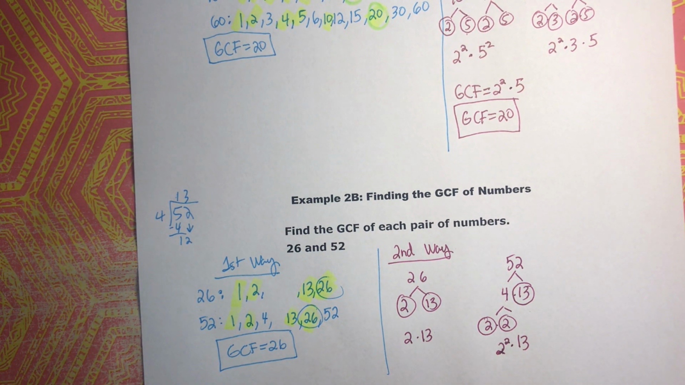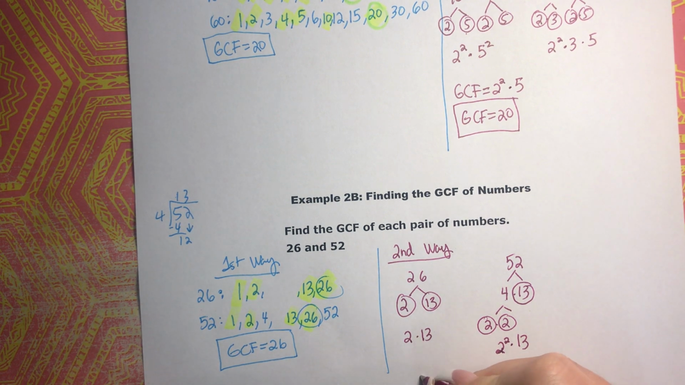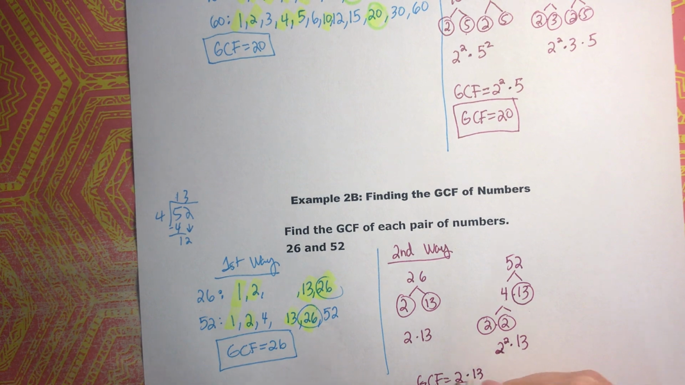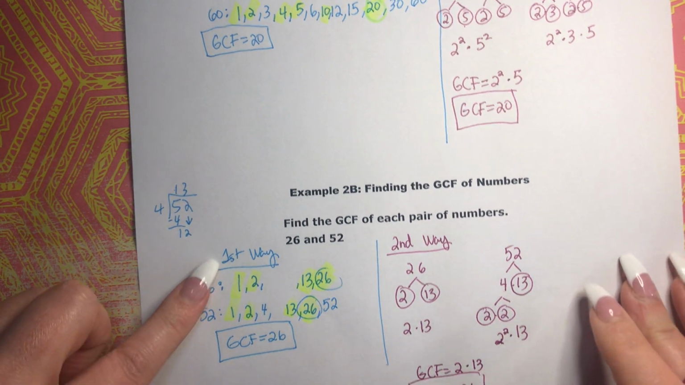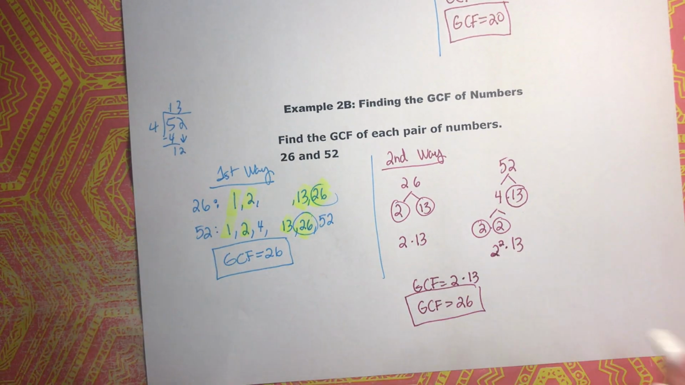Okay, so when we're finding the greatest common factor, we have to find what's common, right? So this has a 2, this has 1 two, and this has 1 two. So that means that our greatest common factor is going to have a 2 in it. And then does this have a 13? Yes. They both have a 13 in common. So my greatest common factor is going to have a 2, and it's going to have a 13. And if you go 2 times 13, you get 26, which is the same thing, right? So that's our greatest common factor.